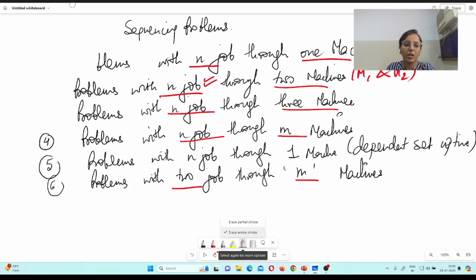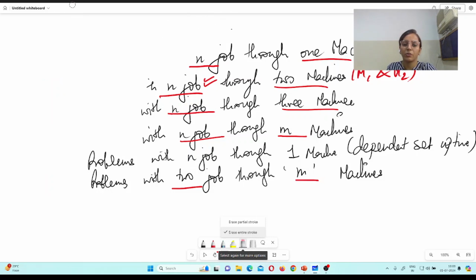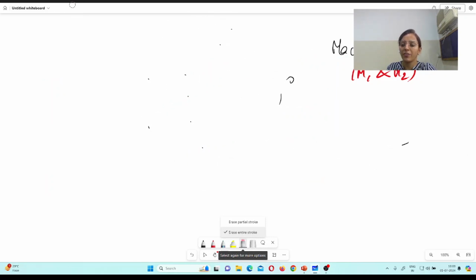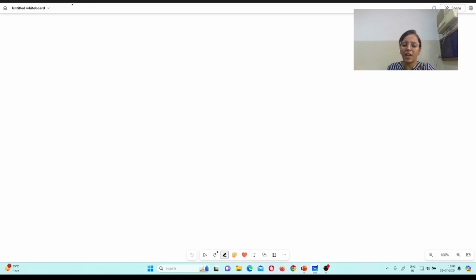Shall I rub this all and then we will do our next fresh question. Okay. So we have two machines and the different jobs are passing through them. For example, I've taken five jobs that will pass through the two machines. Now the processing time is given to us.